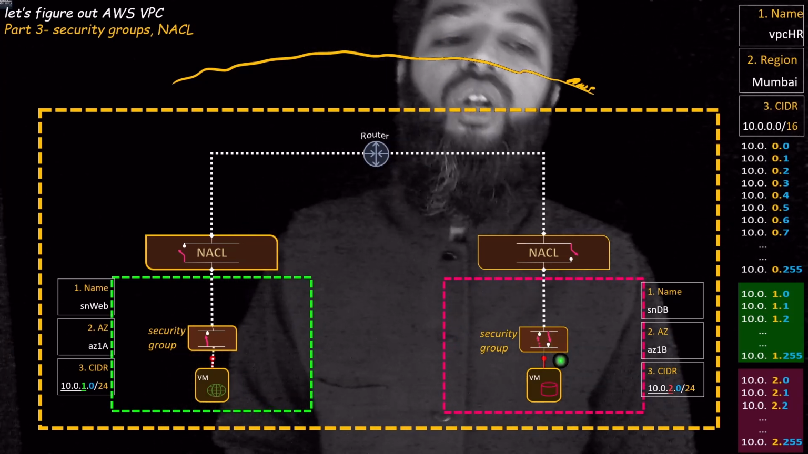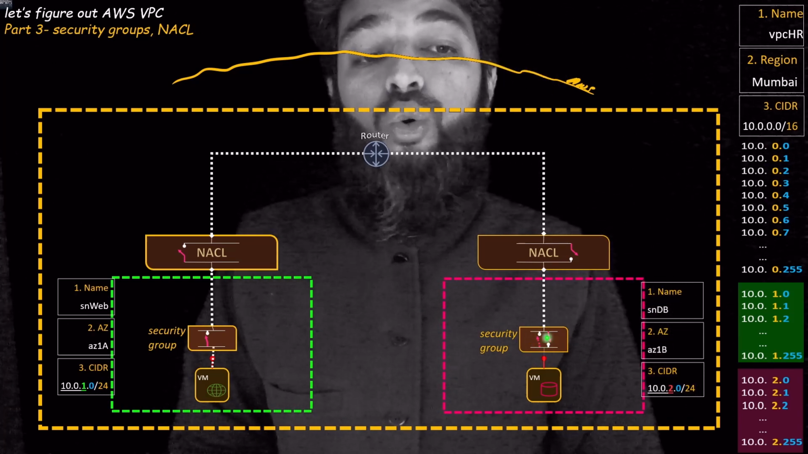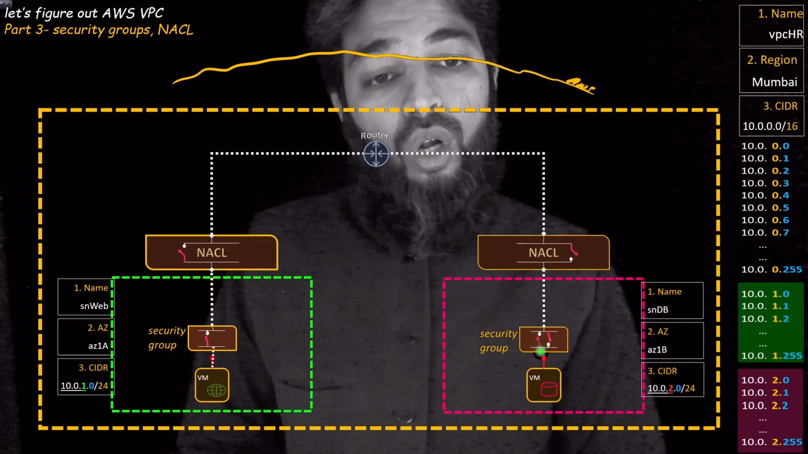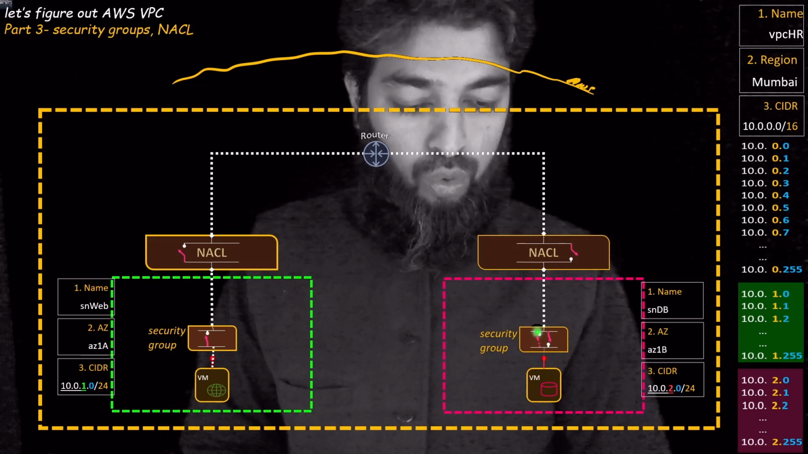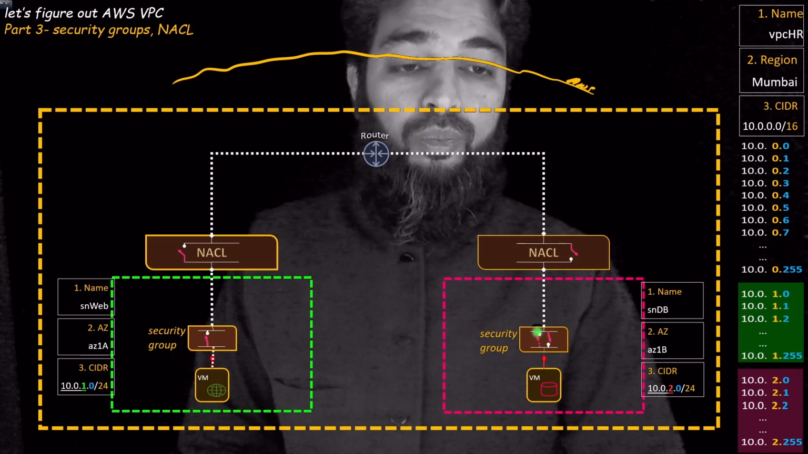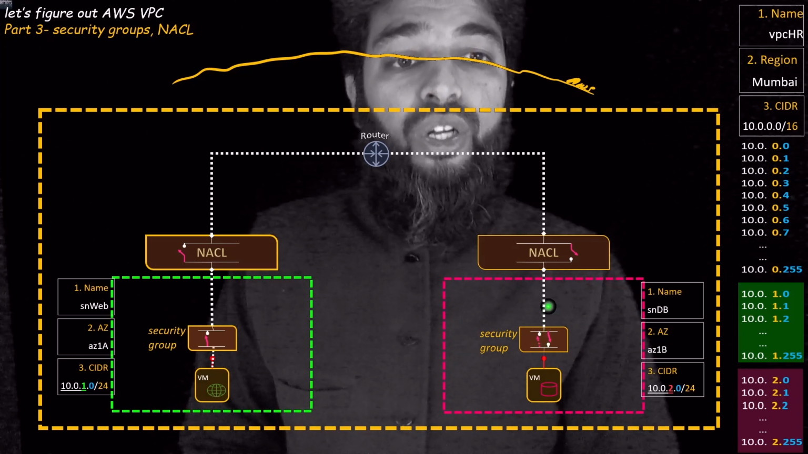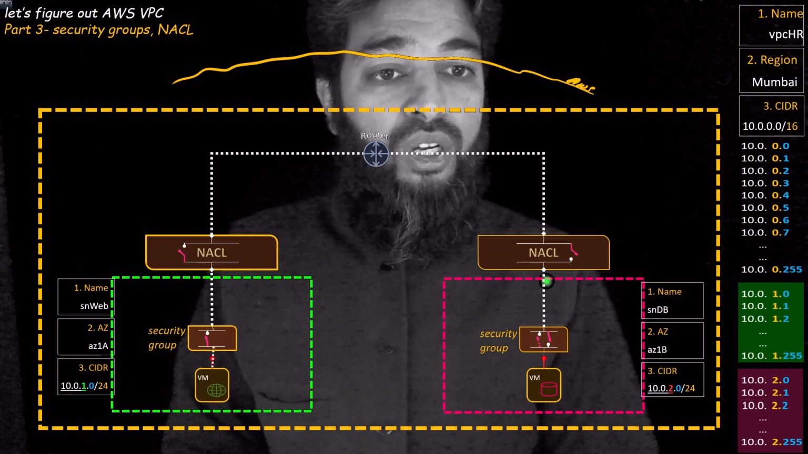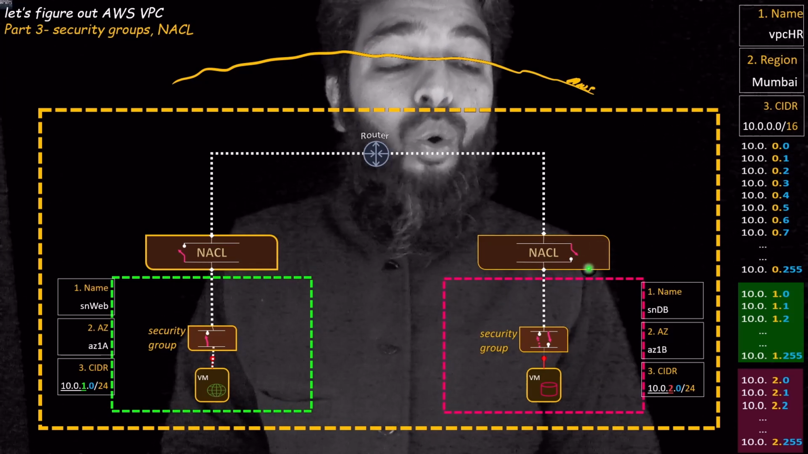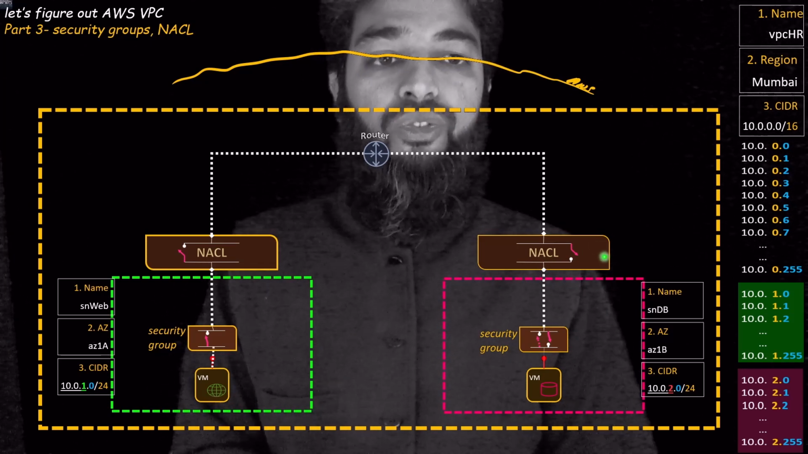That's the stateful nature of the security group. So you don't have to configure this outbound rule. Automatically the security group will allow the traffic to flow through. However, from the security group, now the traffic will reach the network ACL of your SN DB. Now network ACL is not stateful.